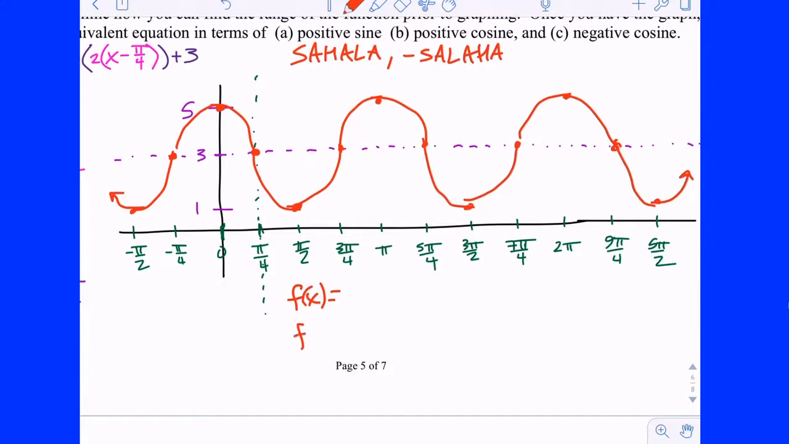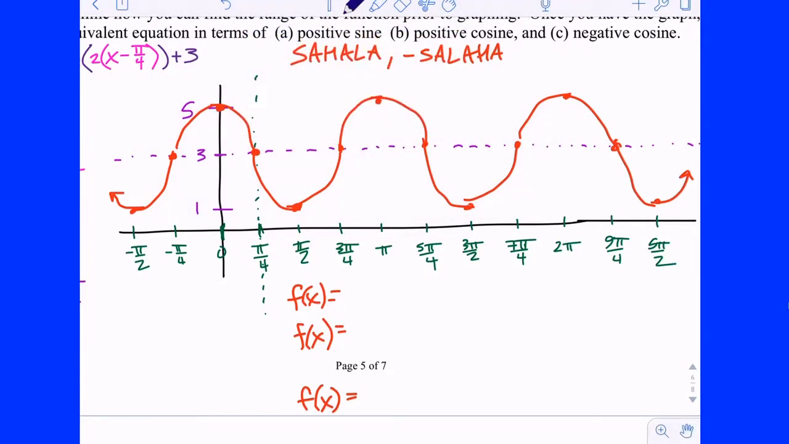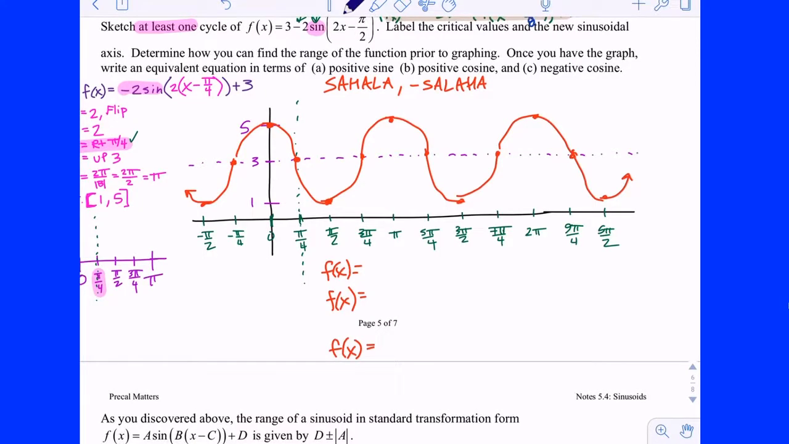We're going to need one with a positive cosine. And we're going to need one with a negative cosine. We'll practice all of them. So if you recall from yesterday, this graph is what it is. So the only thing that's going to change, except for maybe the plus or minus value on the A, is the what? The horizontal shift, the phase shift. All the other numbers stay the same.